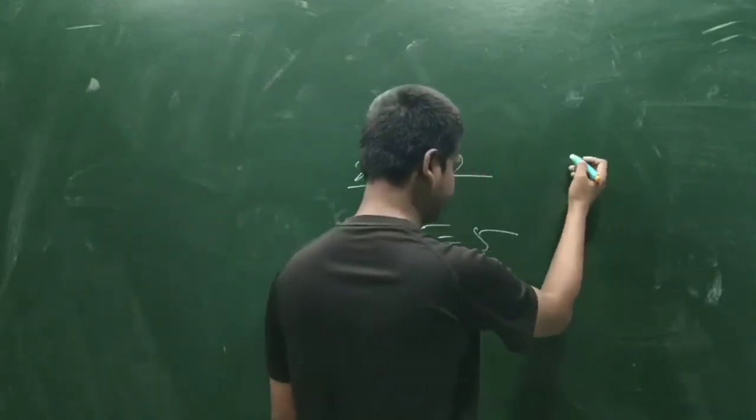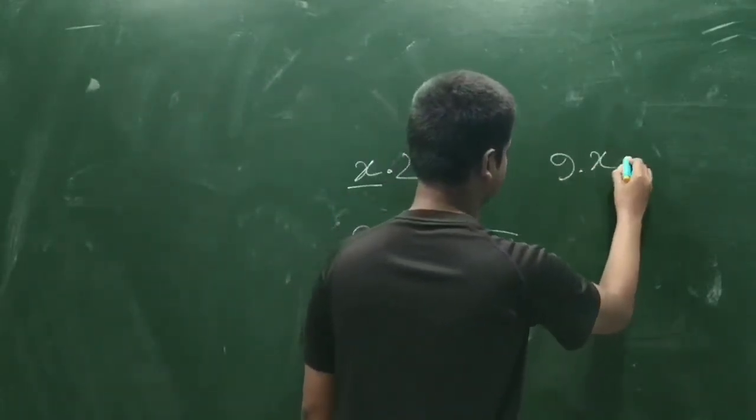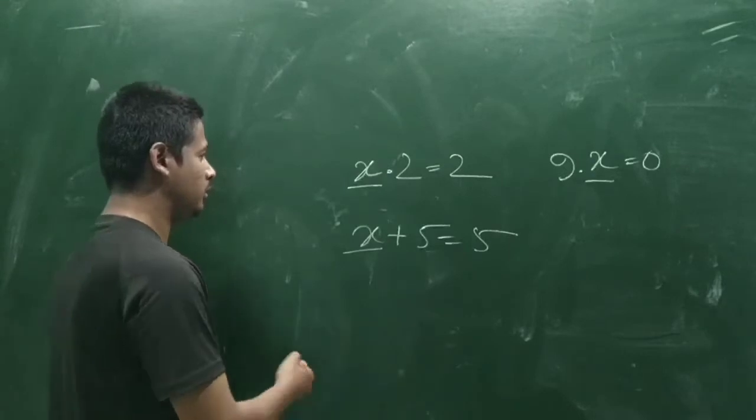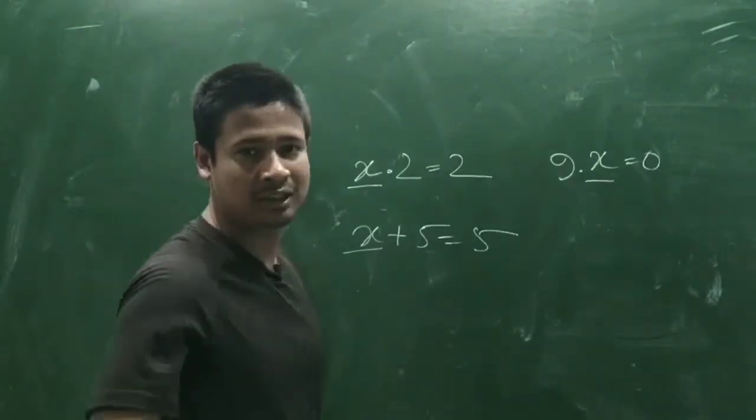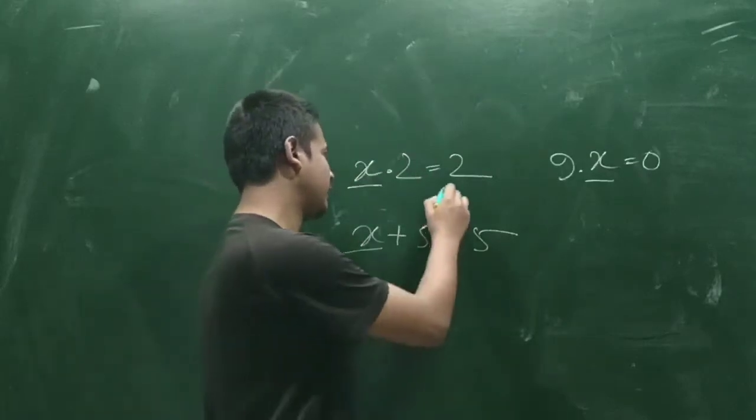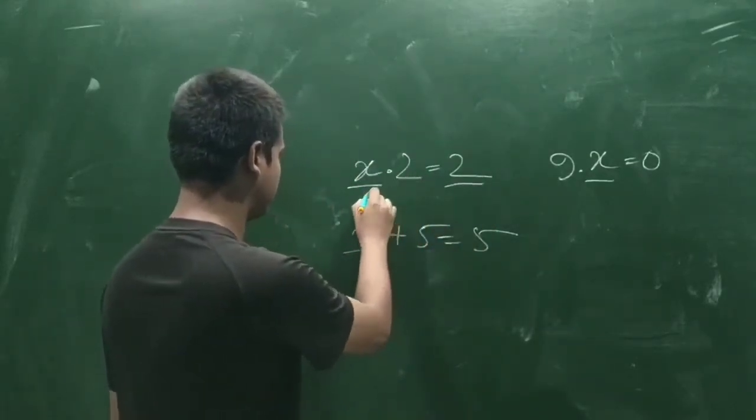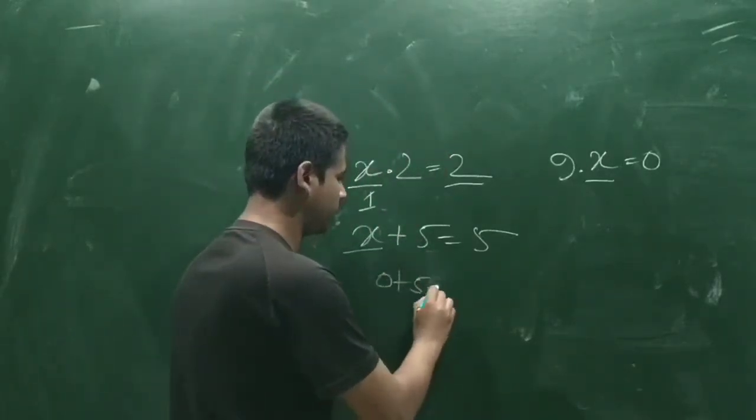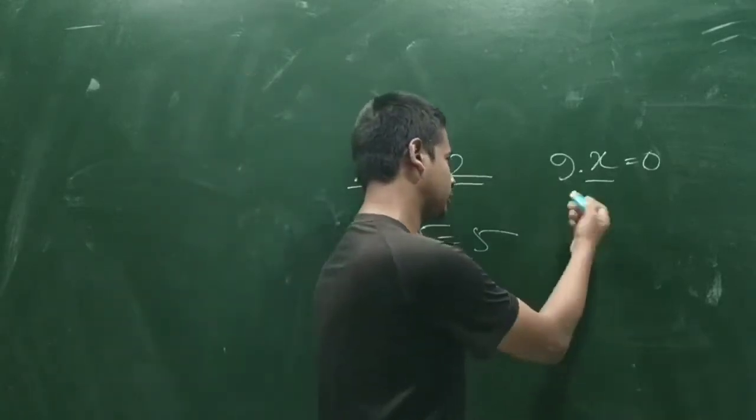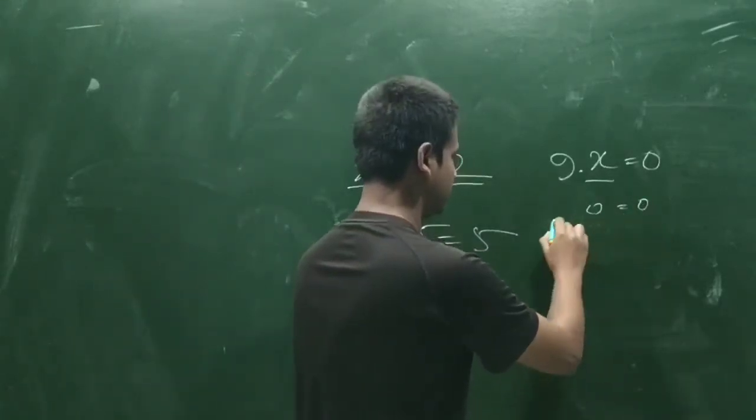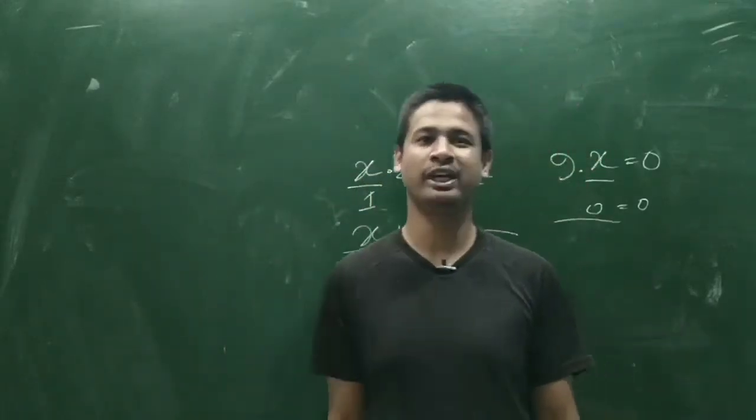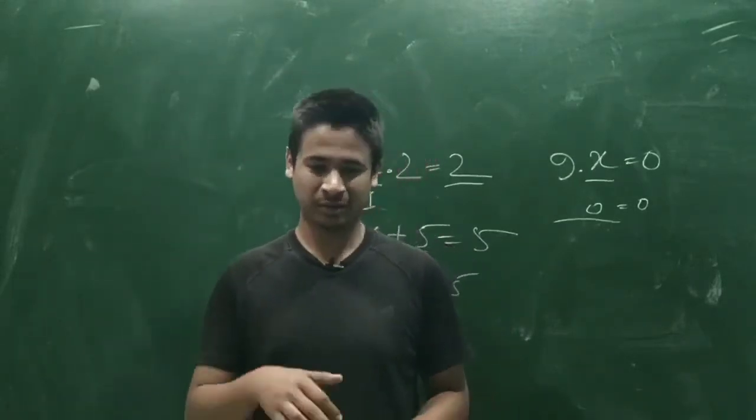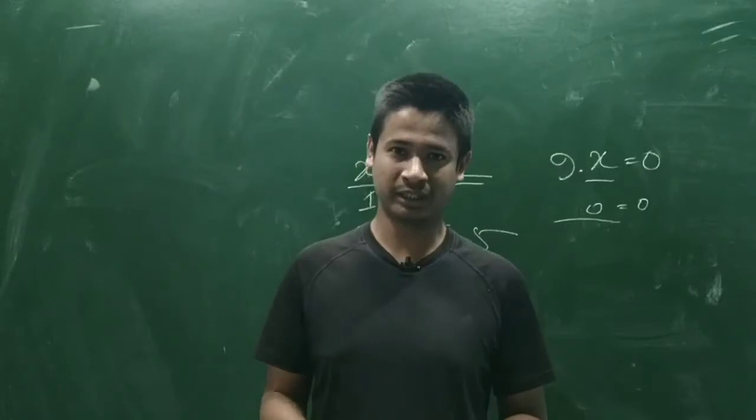And then 9 into x equal to 0, what is the value of x? So what we do, we use that any number multiplied by 1 gives the same value, and if we add 0 to any number, we get the same number. And multiplication with 0 will always be 0. So how do we get this? We don't know about those things from school level. These are from the very basic properties of real numbers.